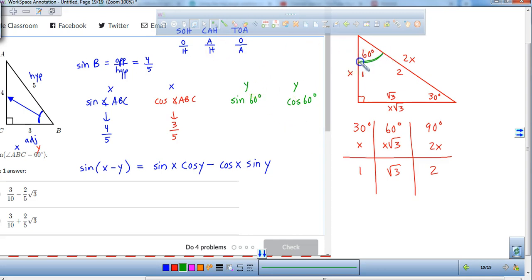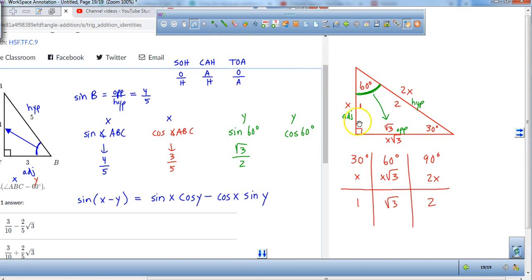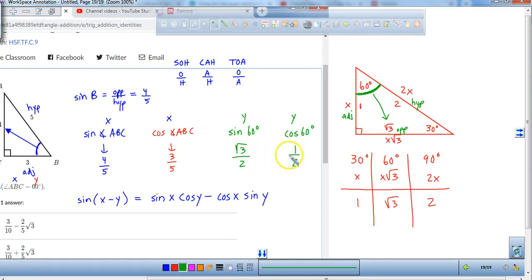If I go right here, there's my 60 degree angle, and I draw an arrow going across. What does this represent? This represents my opposite side, and this 2 right here represents my hypotenuse, and this 1 represents my adjacent side. So sine is opposite over hypotenuse. So the sine would be radical 3 over 2. And cosine is the adjacent over the hypotenuse. So the adjacent over the hypotenuse is 1 over 2. So the sine of 60 degrees will always be radical 3 over 2, and the cosine of 60 degrees will always be 1 over 2.